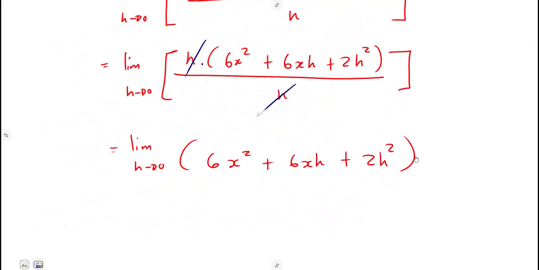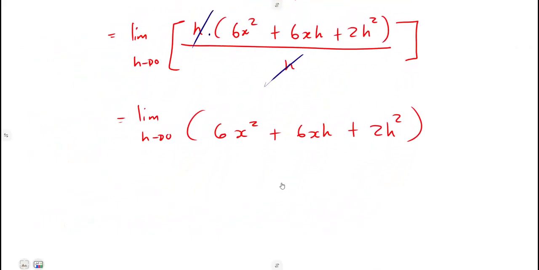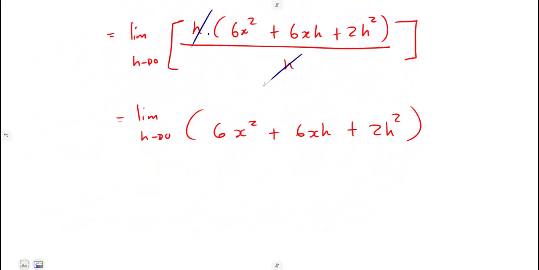Now that we do not have the h in the denominator, let us apply our limit as h is approaching 0, meaning in place of h, we must put a 0. So this must be 0, 0 in place of h. So it was going to give us 6x squared plus 6x times 0. All right, this is h, which is 0, plus 2, 0 squared. So this is going to give us a 0. This is going to give us a 0.